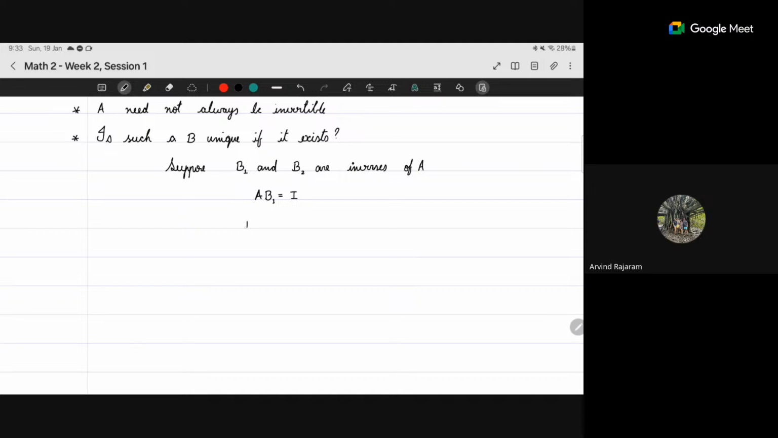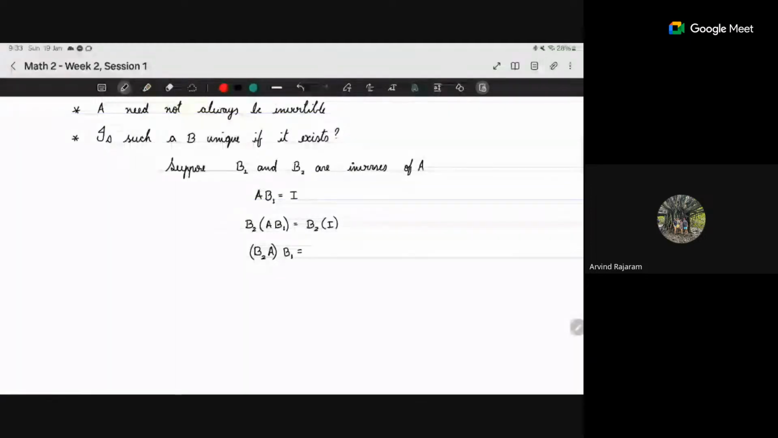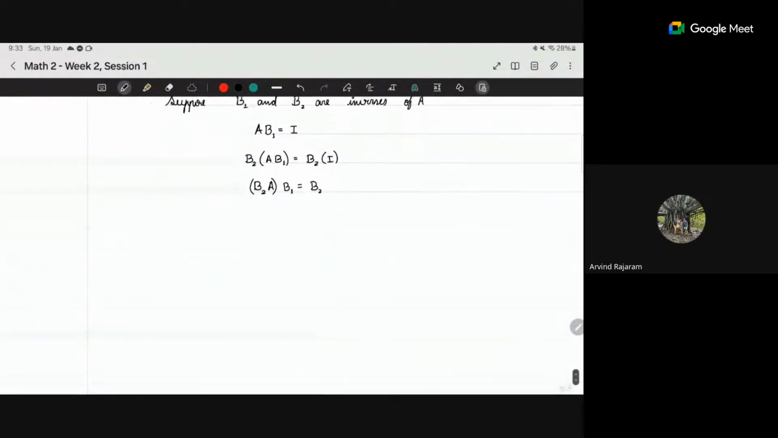Now, if I multiply this by B2, I can do this, correct? I can multiply by a matrix on both sides and the values will still be the same. Now, associativity of matrix multiplication will tell me that B2 into identity, any matrix into identity is just that matrix. That is why it's called identity, correct?